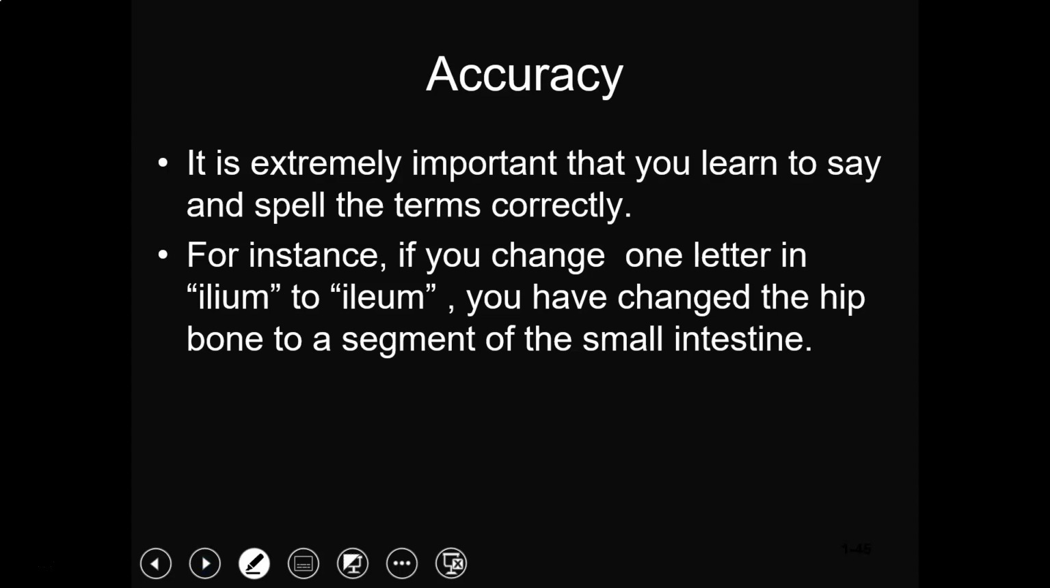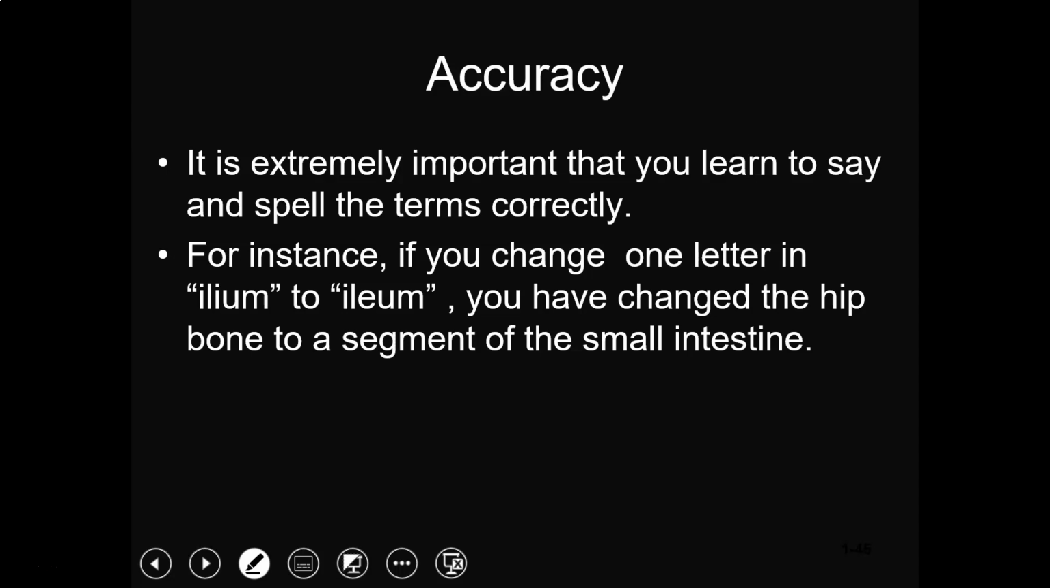It's important that you say things right. You don't sound stupid. It's important that you spell things right so you don't screw somebody. Right? Change one letter in ilium, and you change the hip to the small one. And hopefully the surgeon caught that and didn't start cutting.